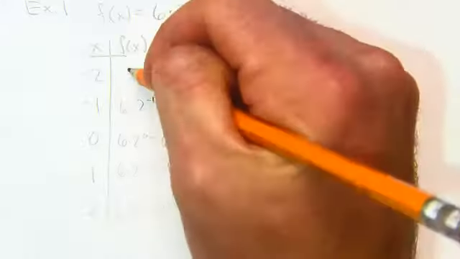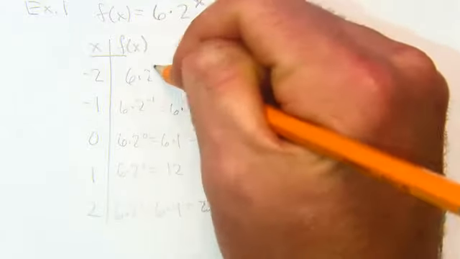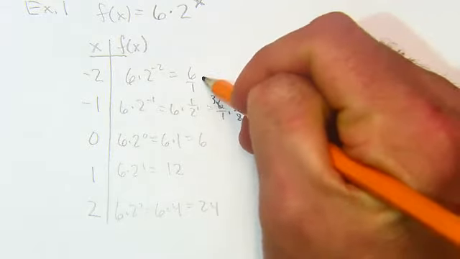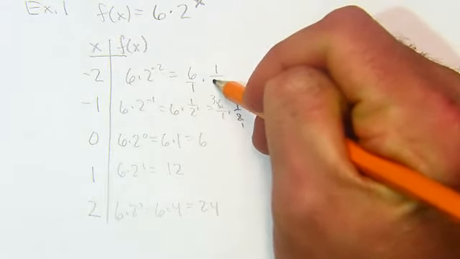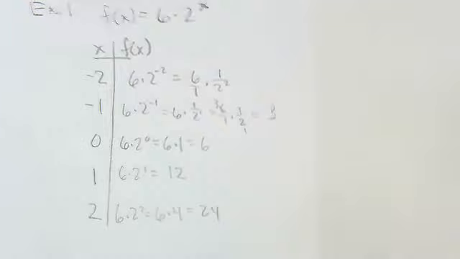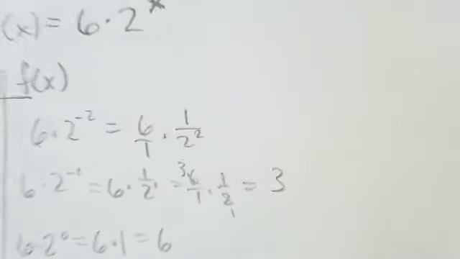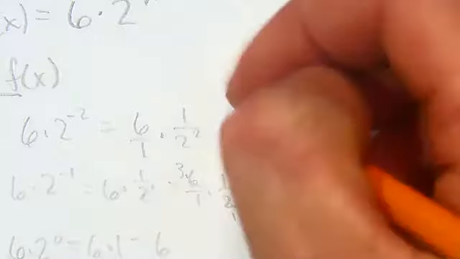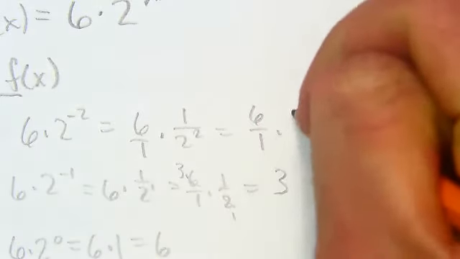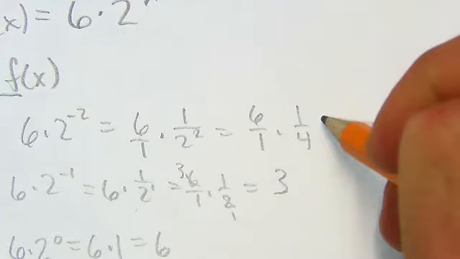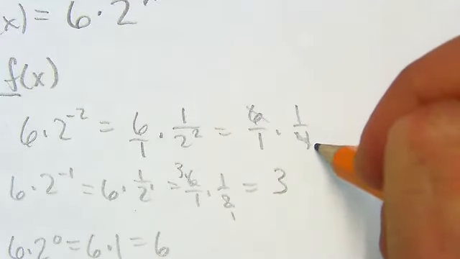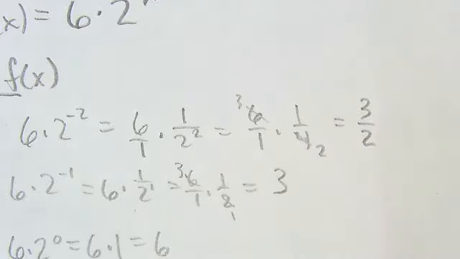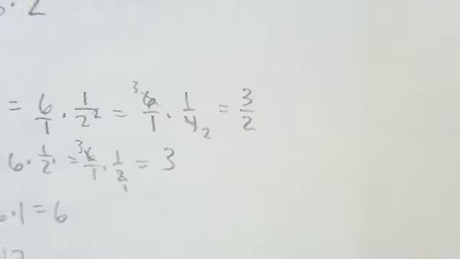And then if I do 6 times 2 and I plug in -2 like that, remember that meant 6 over 1. And this is going to be 1 over 2 squared. Remember that. Okay, 2 to the -2 is 1 over 2 to the 2. So really we're talking 6 over 1 times 1 over 4. You can cancel that down, divide by 2. It's really 3 over 2. All right, and then you're to graph that out.